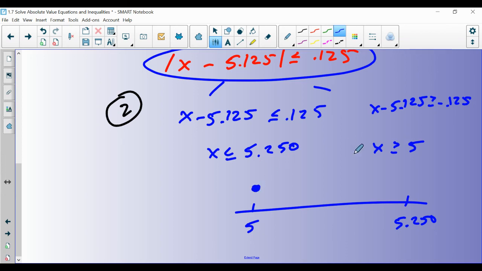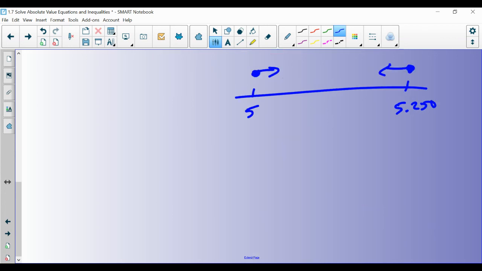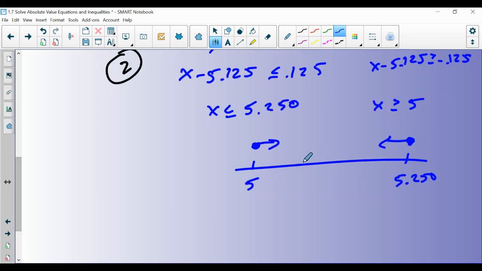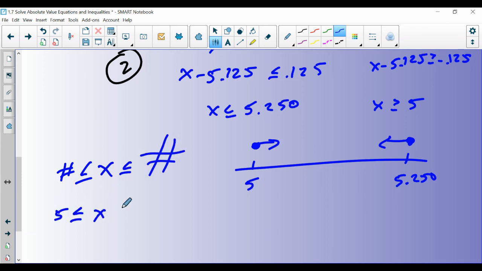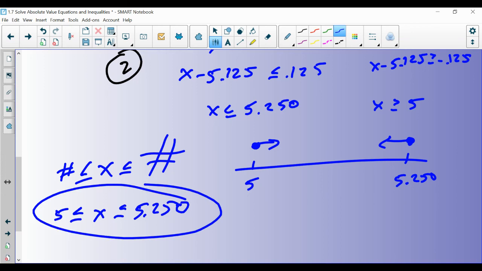X values have to be greater than or equal to 5. That's a filled in circle. X values greater than 5 would be that direction. And x values less than or equal to 5.250 would be that direction. This is an and statement. And statements are always written smaller number, less than, or in this case, or equal to, x less than or equal to big number. So 5 less than or equal to x less than or equal to 5.250. That would be our answer to the second part of the question.